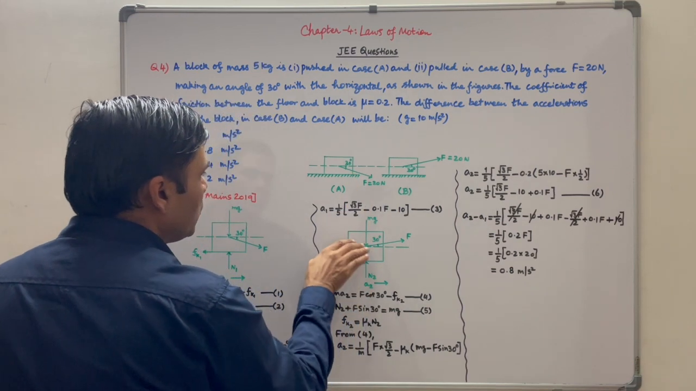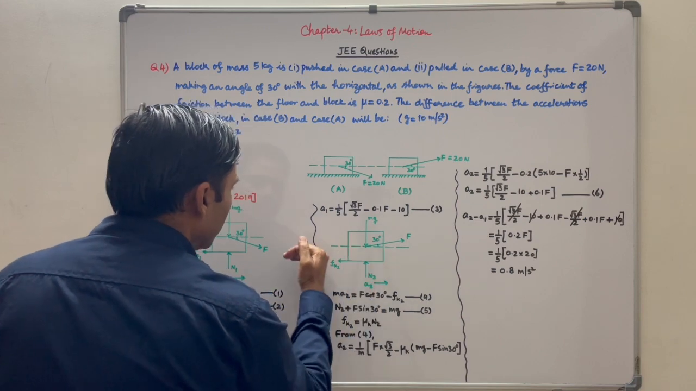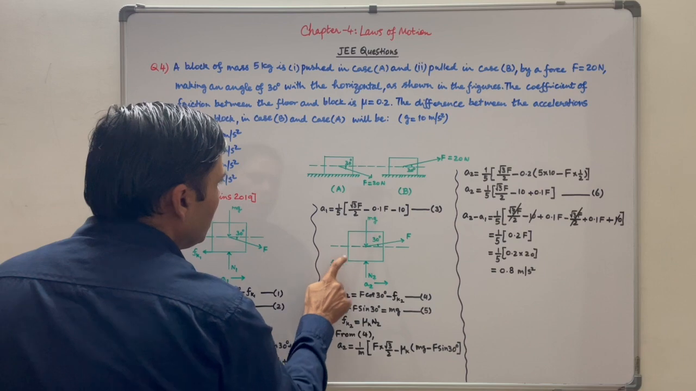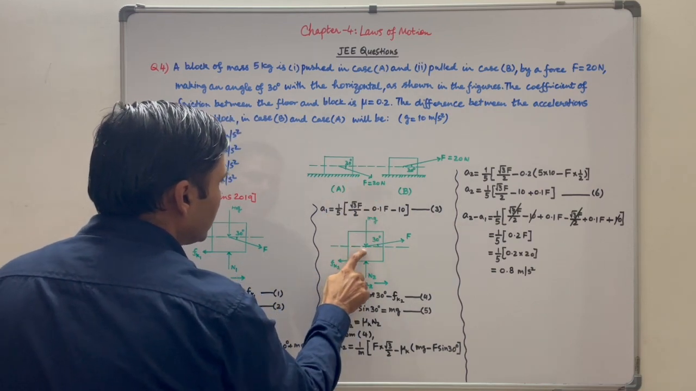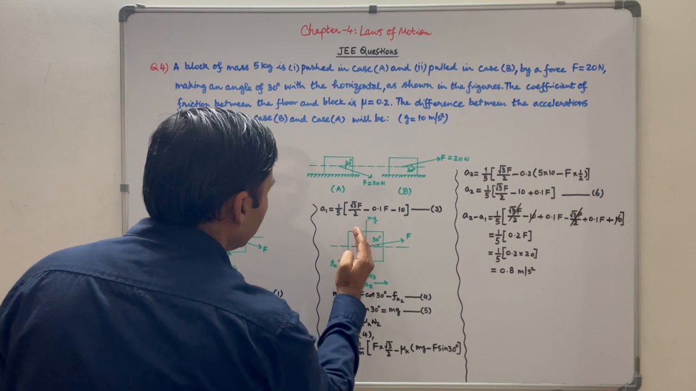Since this block is moving in forward direction, friction force on it will work in opposite direction. It is represented by Fk2, that is kinetic friction. Weight of this block is mg, that will work vertically downwards at its geometrical center. N2 is normal reaction applied by the floor. It will work vertically upwards.